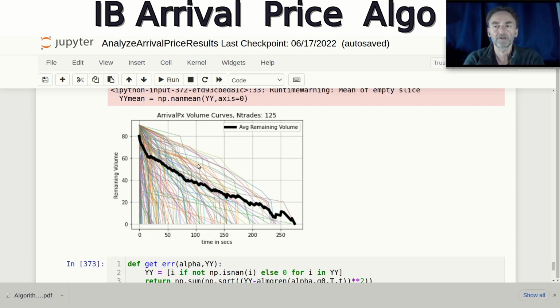Now, what I was quite interested in is to see how this matches up with the simple Almgren-Chriss model. I don't necessarily expect that the IB arrival price exactly uses the Almgren-Chriss model. It probably uses something a little bit different. And obviously, this is not disclosed by IB exactly. But nevertheless, it's still interesting to see how this works.